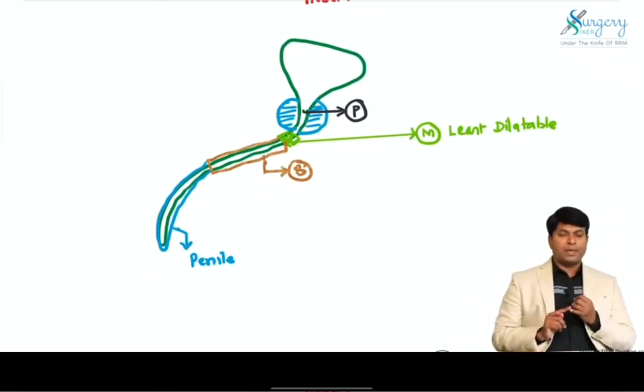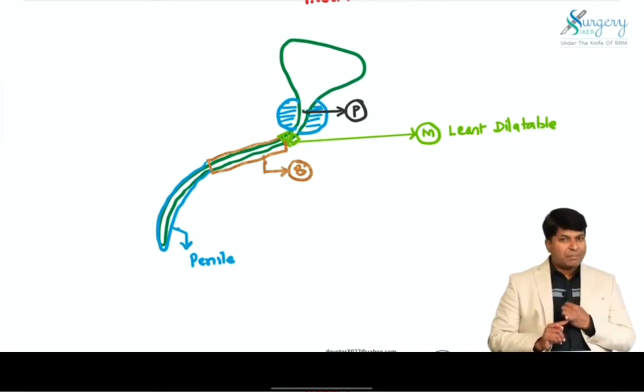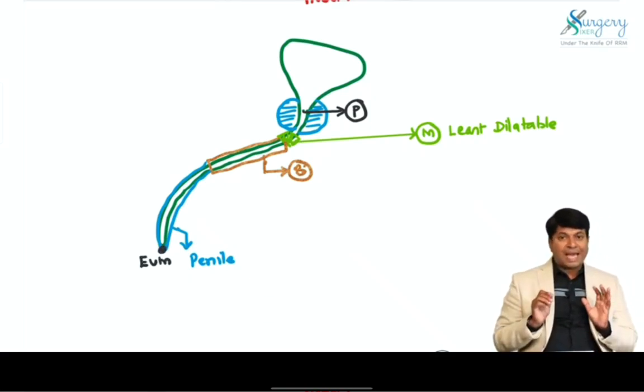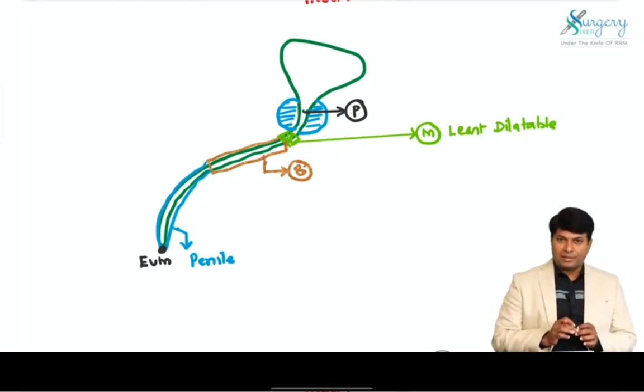I will tell you the MCQs from the urethra. The most dilatable part of the urethra is the prostatic urethra. The least dilatable urethra is the membranous urethra. And the narrowest part of the urethra is the external urethral meatus. The male urethra is 20 centimeters in length.